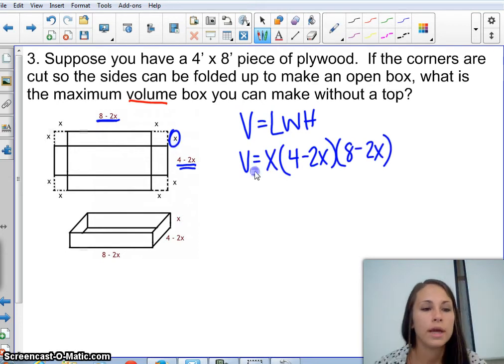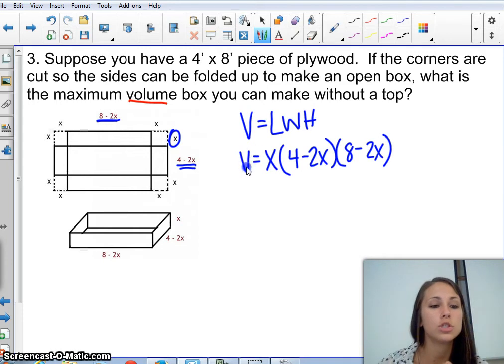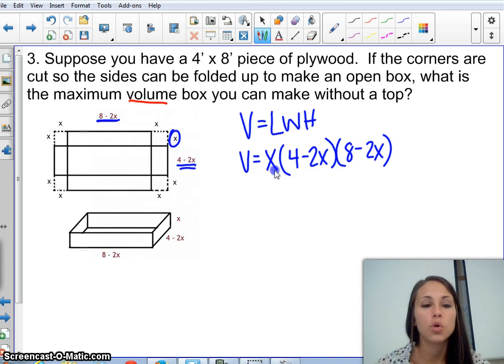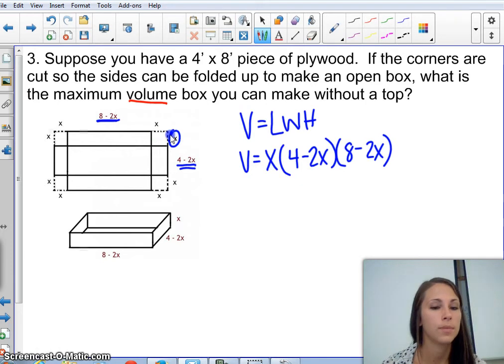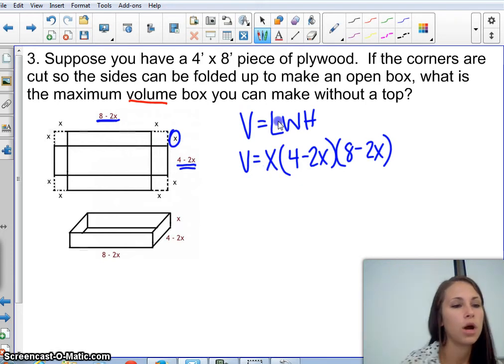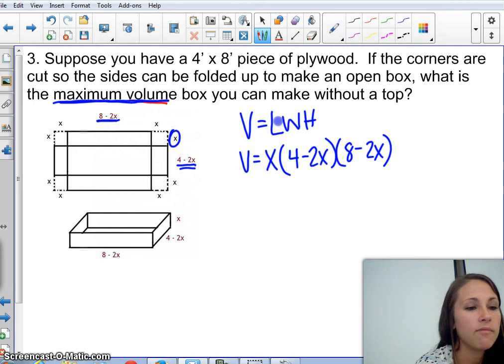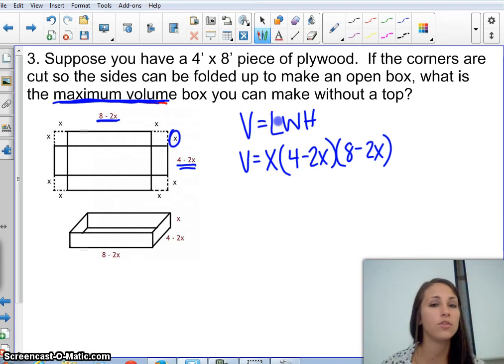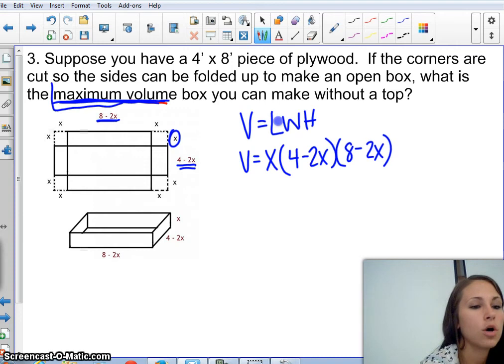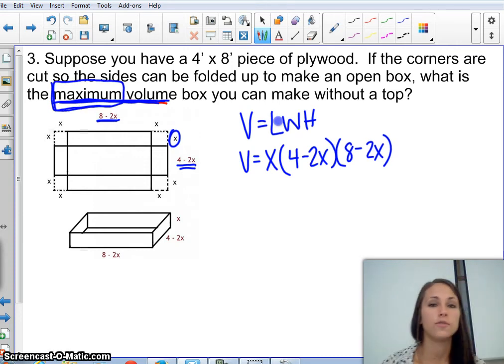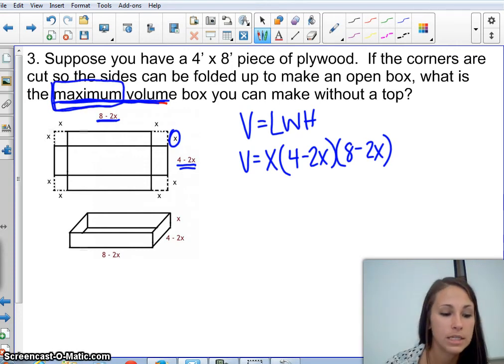Now, this one is a little bit different because they didn't tell us what the volume would be. Our goal is to maximize, or create the biggest volume possible for this box. We don't know what x should be, what size we should cut out for this corner to make the biggest possible box. Whenever you have a problem that says find the maximum volume or maximum area or whatever the case is, you always want to find a max on your function. So this is not a problem where we're going to find a 0.